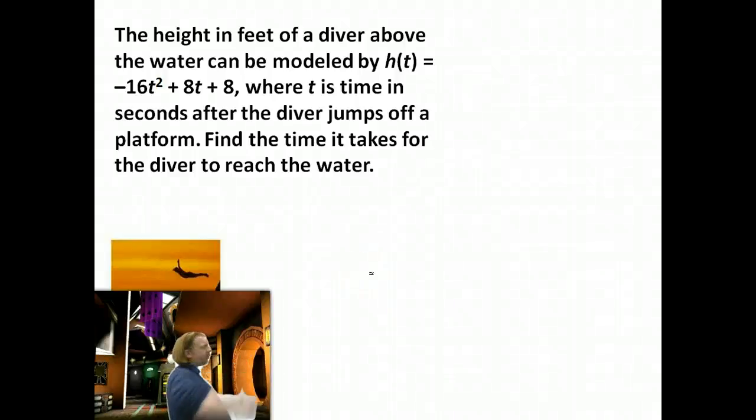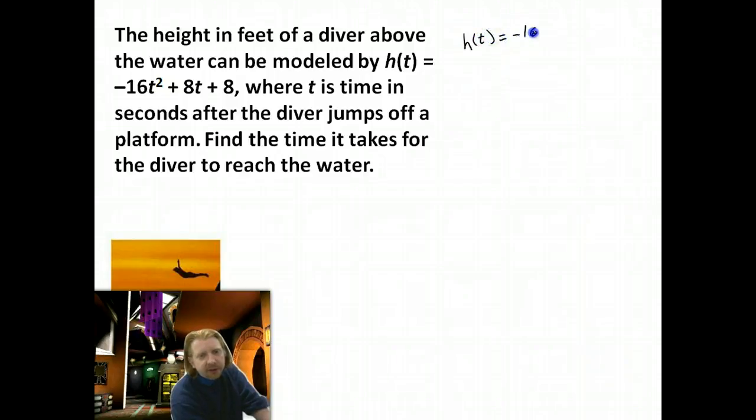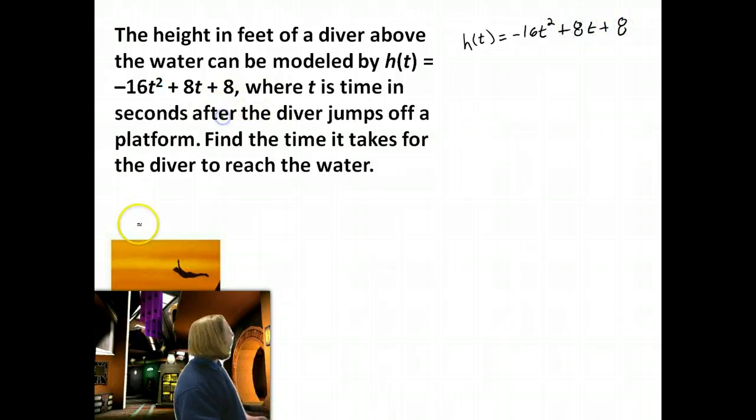So we've got our equation to start this off. And I'm going to write it over here. H of t is equal to negative 16t squared plus 8t plus 8. Now in this equation, over here I'll make notes of what we're looking at.